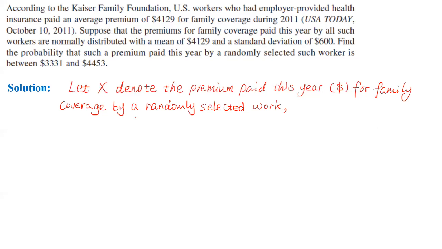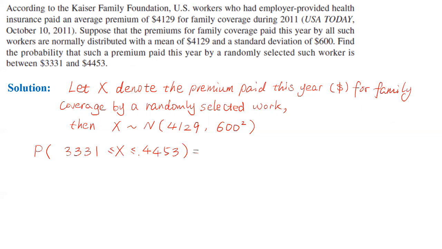Okay, then we know that X yields to a normal distribution. The mean is 4129, and the standard deviation is 600. So here the question asks you to find a probability that X lies in a specific interval, which is between 3331 and 4453, right? Again, we cannot directly find this probability from the SND table.